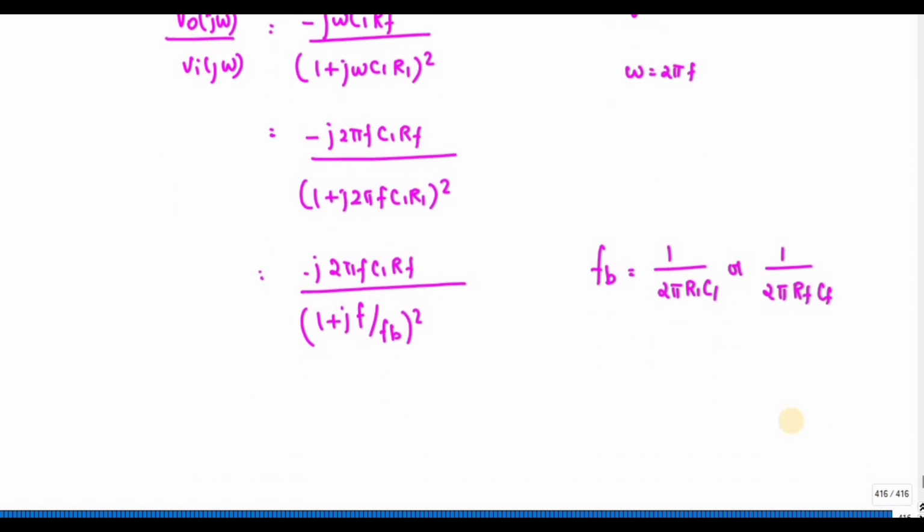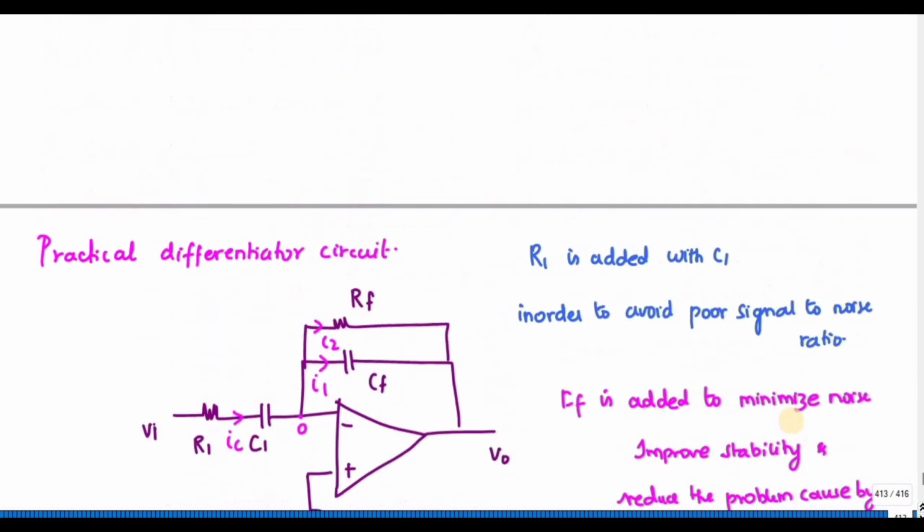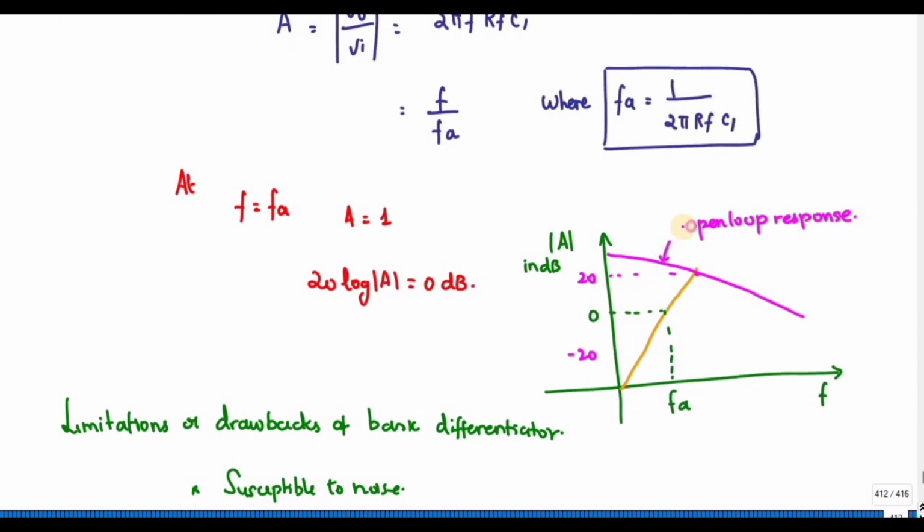So you can see the ideal opamp. This is my ideal differentiator, right? Ideal differentiator. So here you can see it is increasing at the rate of plus 20 dB, right? And FA is nothing but 1 divided by 2 pi RF C1. This is the ideal differentiator.